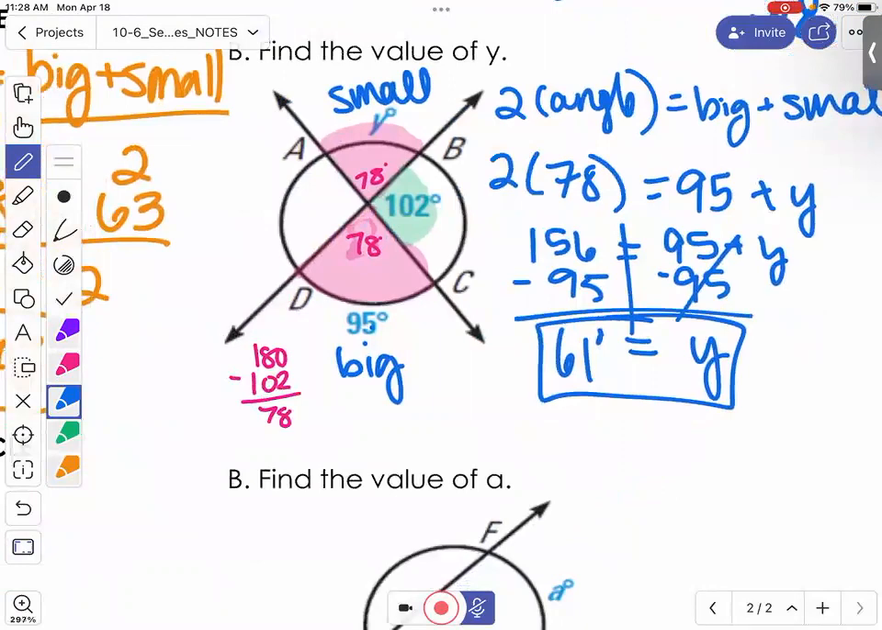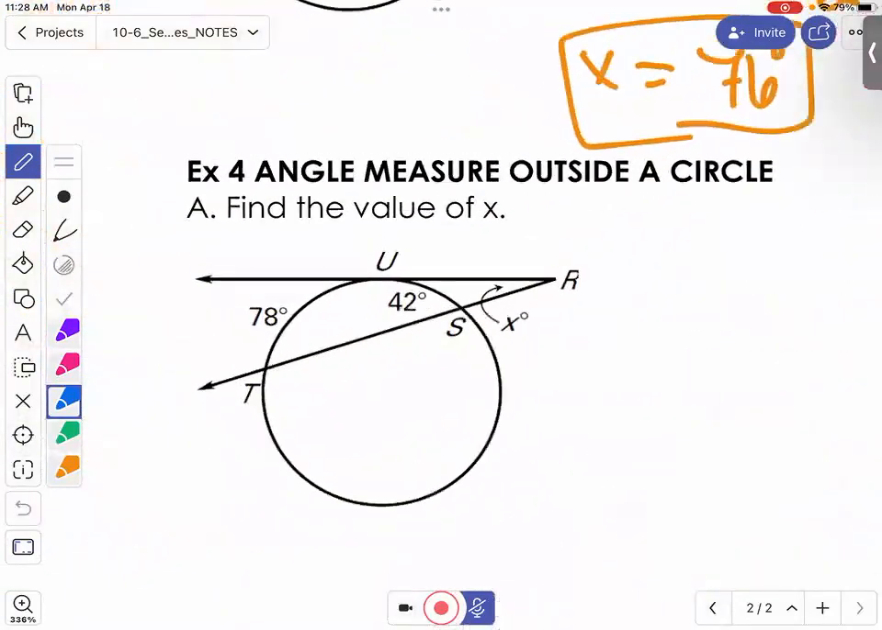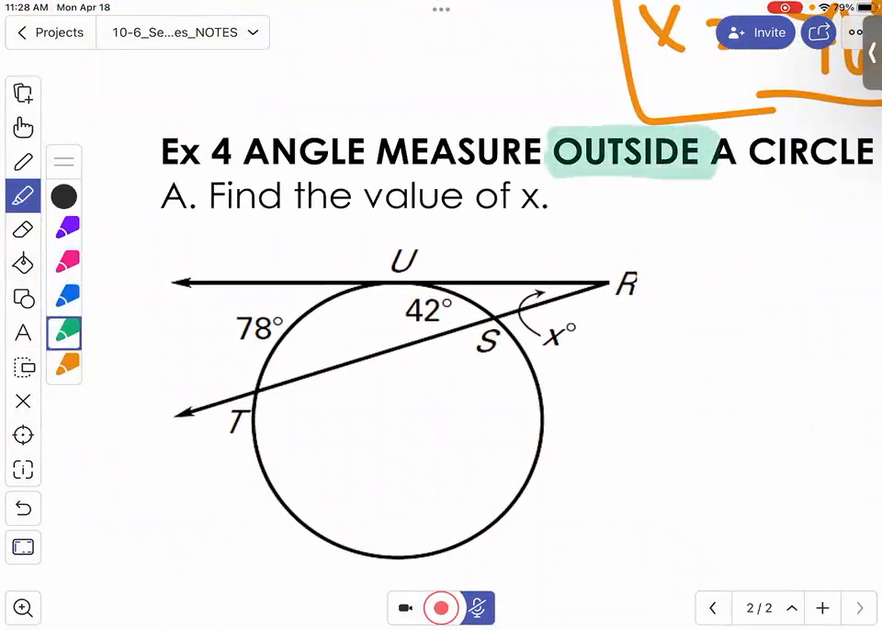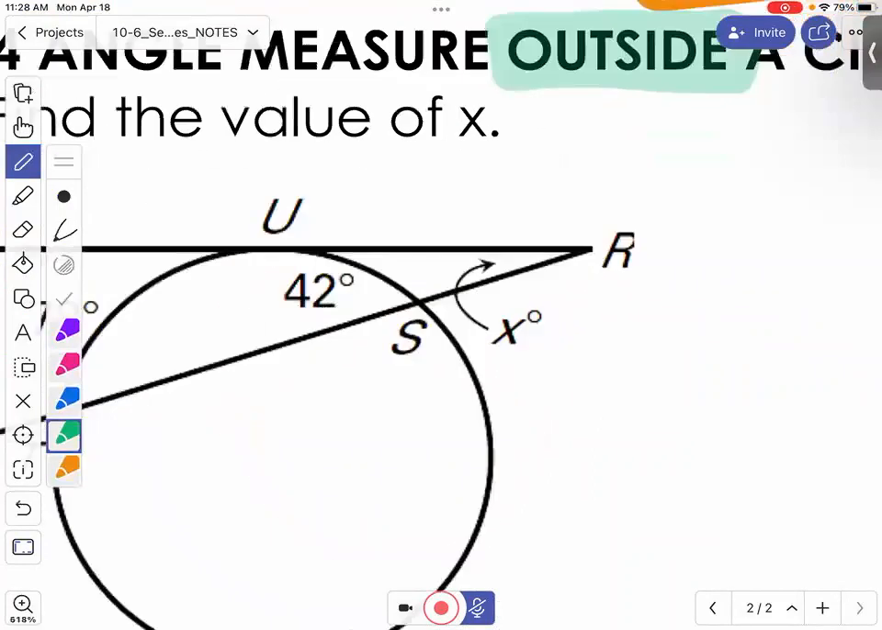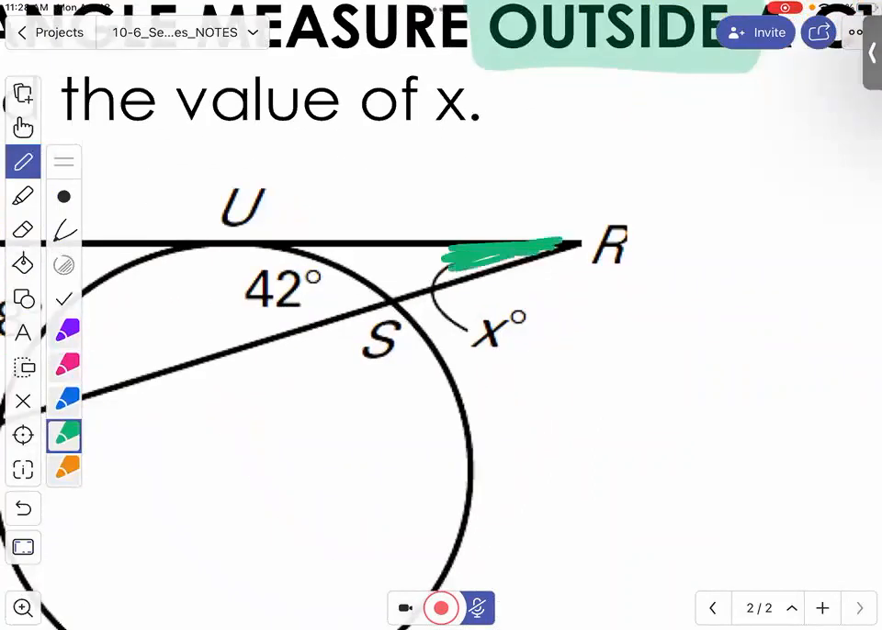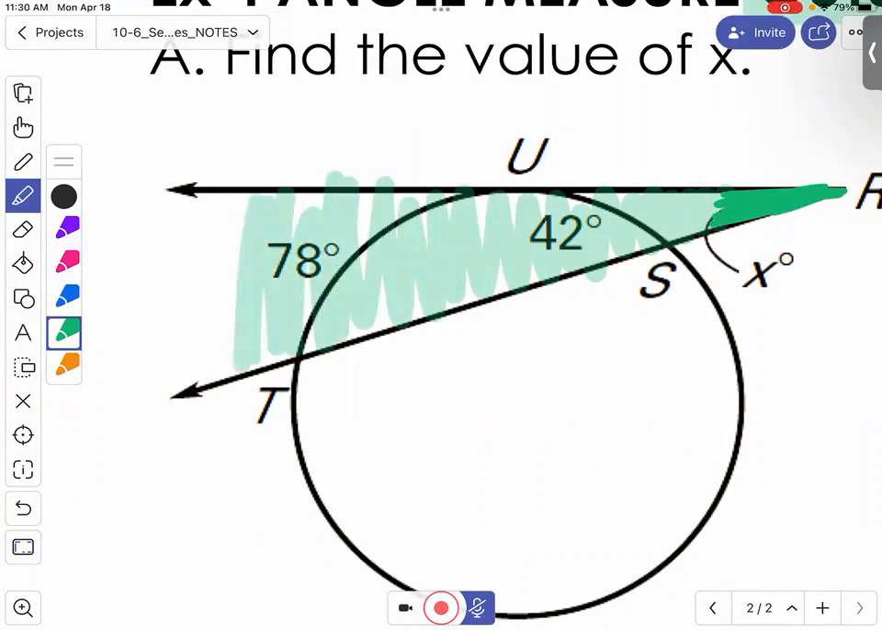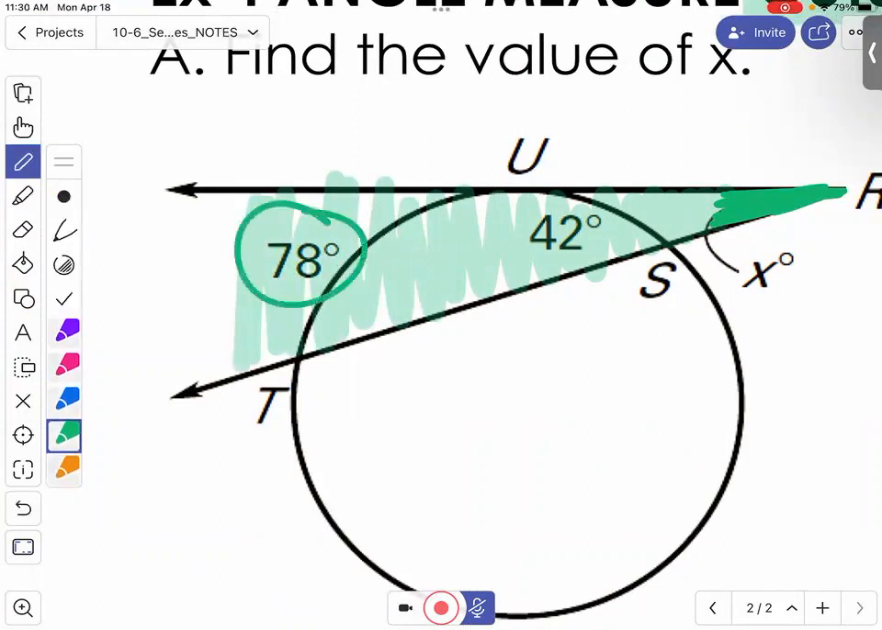All right, 2 to go. Now with our last example 4, we're going to be looking at angles that intersect outside of the circle. So remember, it does not matter what combination of lines. What matters is, do they cross inside, outside, or on the edge? And this one crosses outside. There's my angle X. The only things I can use in the formula have to come from inside that angle. So I have a 78 and a 42.